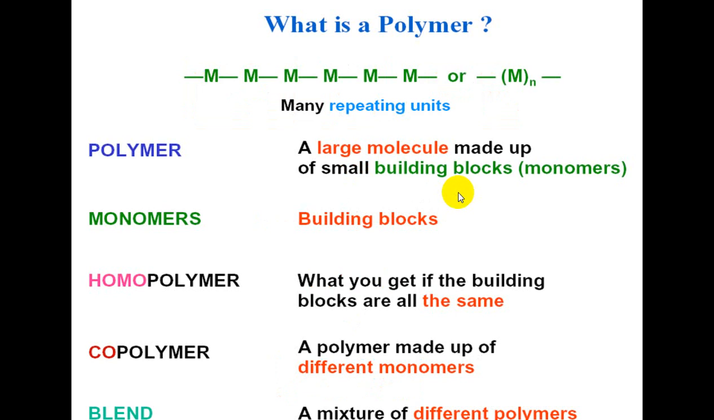Now, first of all the question comes, what is the polymer? You know, polymer is a big molecule, a large molecule, a macromolecule. It is made up by combining many units repeatedly. So we can say when many repeating units combine with each other, the polymer is the result. So the polymer is a large molecule made up of small building blocks that are called monomers.